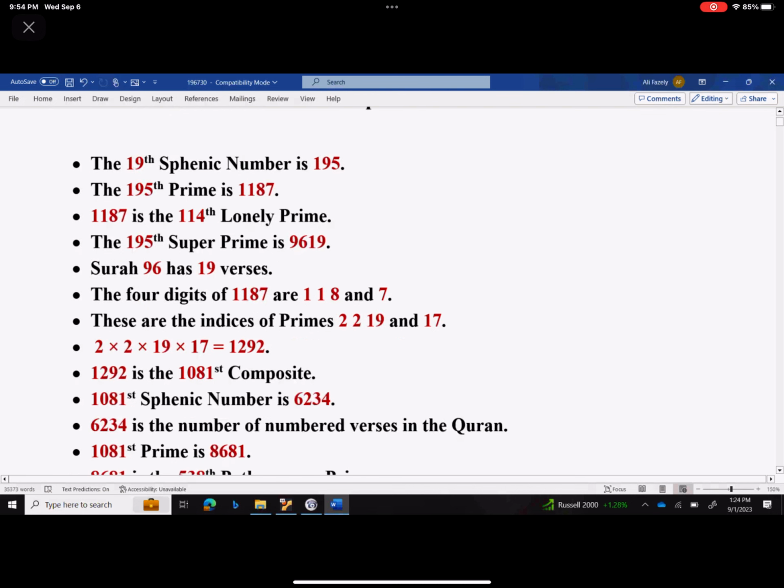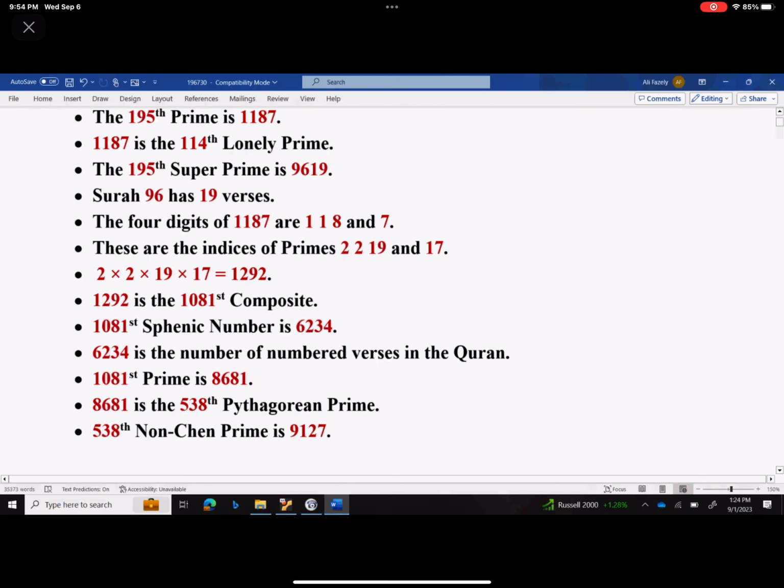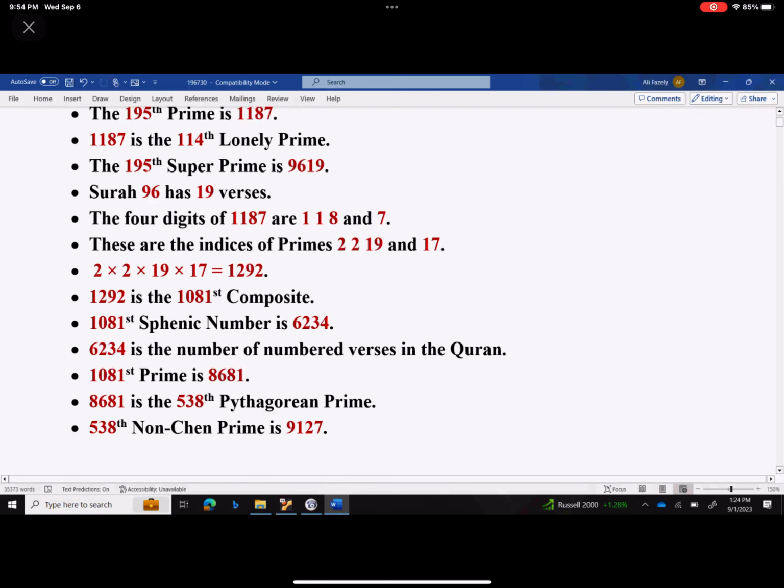The four digits of 1187 are 1, 1, 8, and 7. These are the indices of primes 2, 2, 19, and 17. 2 times 2 times 19 times 17 is equal to 1292. 1292 is the 1081st composite.